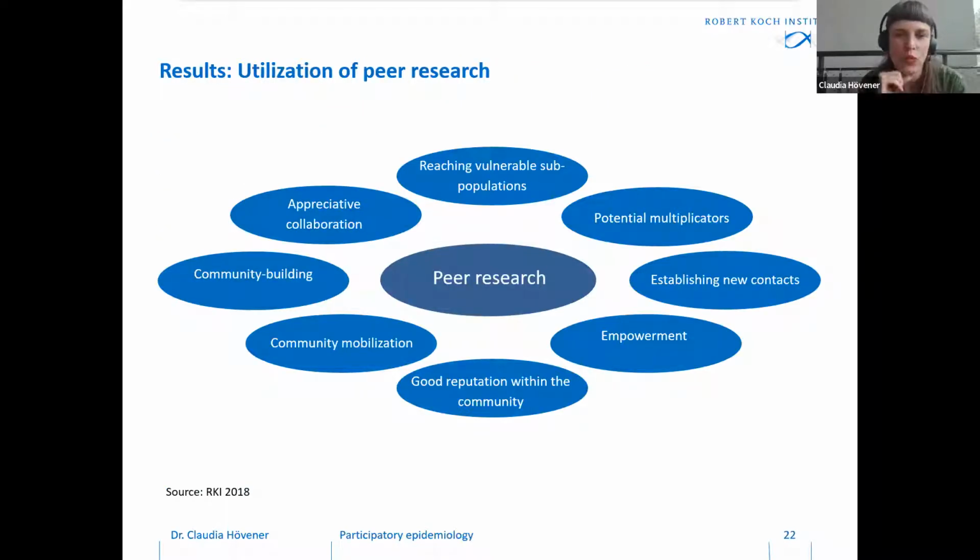Then we asked, what about the utilization of peer research? And what was said was, that's really helpful because we reached particularly vulnerable subpopulations. With peer researchers, we have potential multiplicators that can go and do prevention afterwards. It was helpful for empowerment, community building and mobilization, and a good reputation within the community was established.